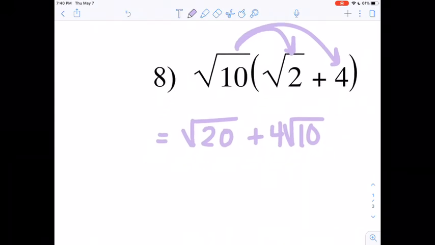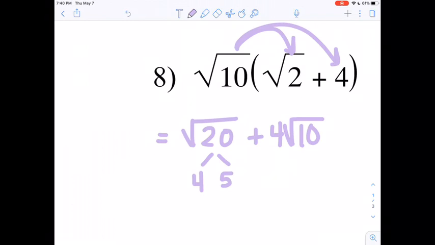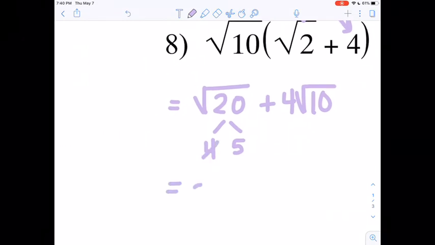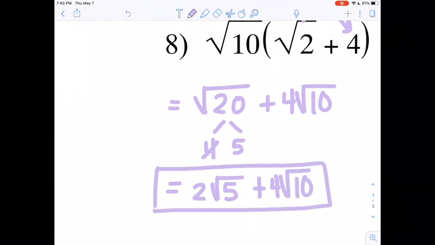And then let's simplify. So I could break this up into 4 and 5. Square root of 4 is 2. Root 5 plus 4 root 10. Not like radicals. So I'm going to keep my answer as is.